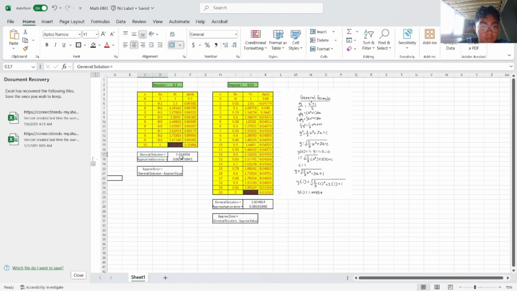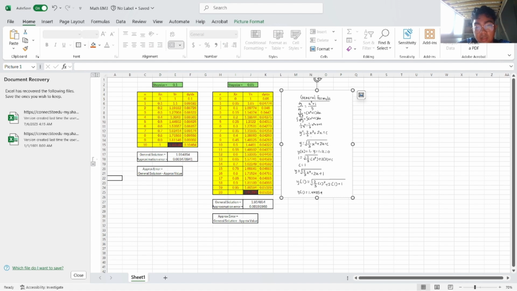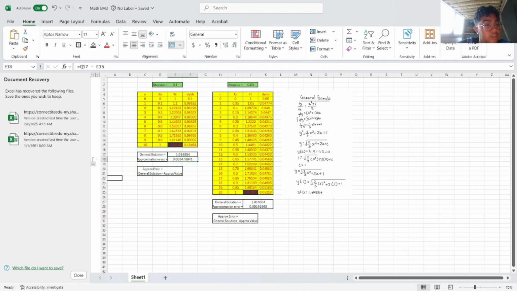Then the general solution will be 1.91484. And how I get the general solution is actually using this calculation, using dy/dx equal to (x squared plus 1) divided by y, and I'm able to get 1.91484. Then to find my approximate error, it's E7, which is my general solution I calculated previously, minus E15, which is my answer for yn. So to find the approximate error, I use general solution minus approximate value.